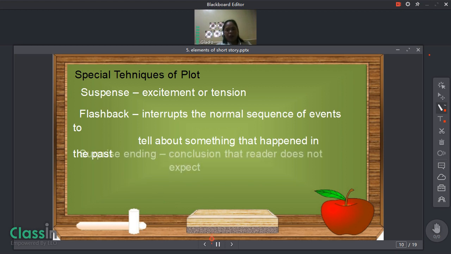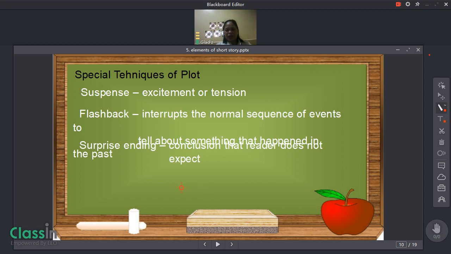And then we also have the surprise ending, or the conclusion that the reader does not expect. So we do not expect the conclusion of a story. Sometimes we expect a happy ending, but then it comes up that it is not a happy ending, but a sad ending. Or sometimes we think it has a sad ending, but it comes up that it has a happy ending. Or sometimes the ending of the story that we are reading is a hanging ending, where we the readers are the ones who will decide what the ending will be.